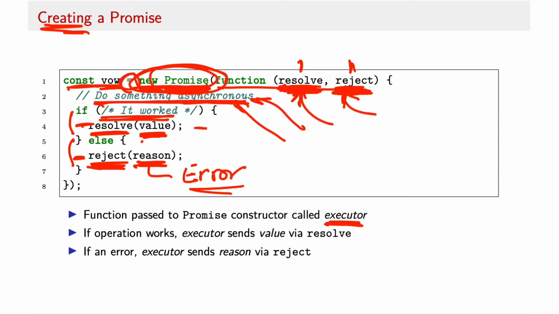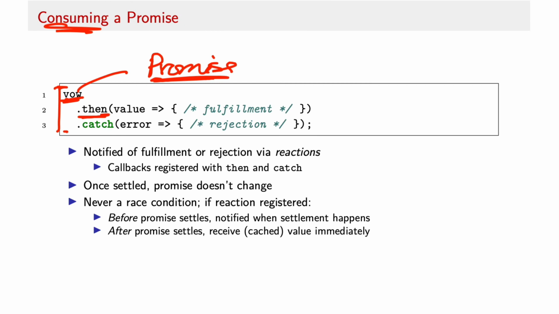That asynchronous behavior does something and eventually gets to the point where your promisification code can interpret whether it worked or it didn't work. And then you call either resolve or reject, depending on whether the underlying operation worked or didn't work.